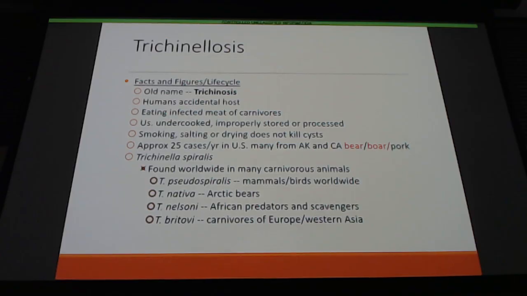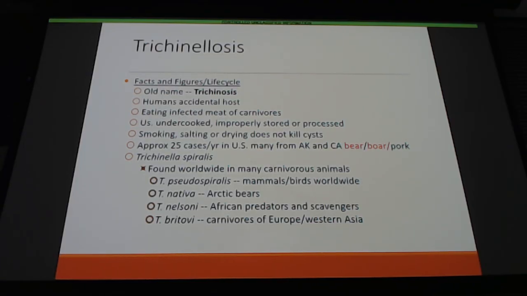Generally, this happens in predator species. Predator species animals, not necessarily humans. The problem with this is that we accidentally eat some of that carnivore meat. So I would highlight carnivore meat. I would also highlight undercooked carnivore meat, improperly processed or stored carnivore meat. I would also highlight Alaska, California, bear, boar, or pork. Those are predatory animals that we generally would eat that may spread this to us.